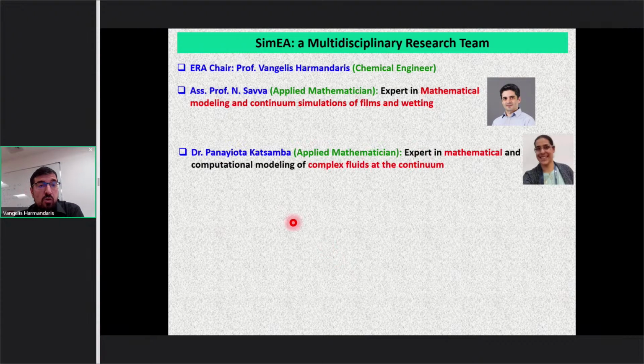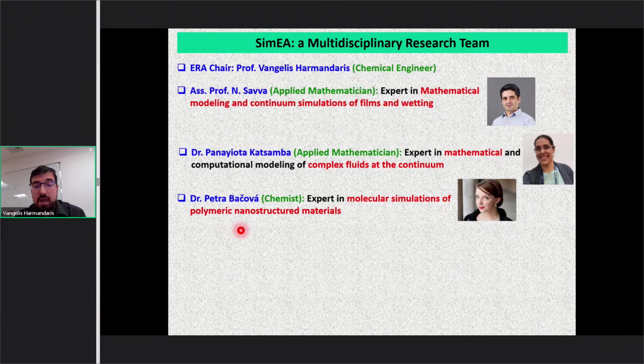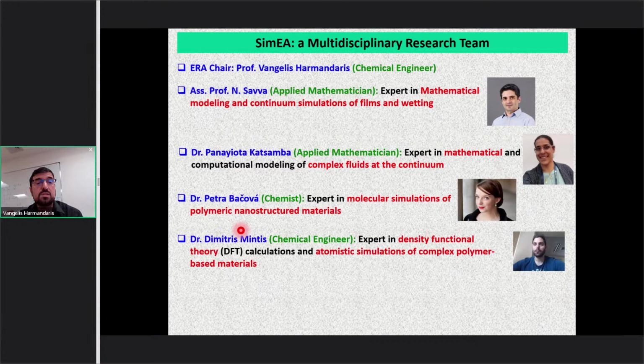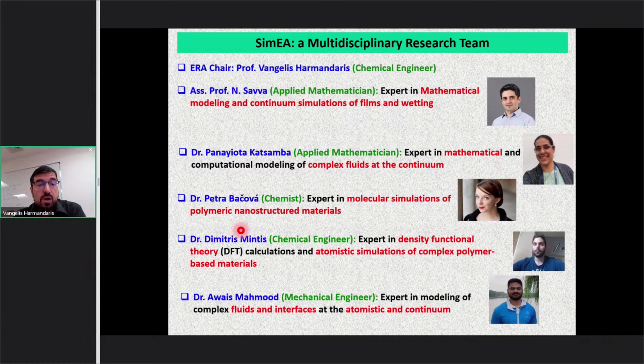So then we have 4 postdocs. Panagiotis Katsabapis, she is an applied mathematician. Petra Batsova, she is a chemist. Dimitris Mindis, a chemical engineer. And Wes Mahmoud, mechanical engineer. All of them have already started, or they will within the next couple of months.